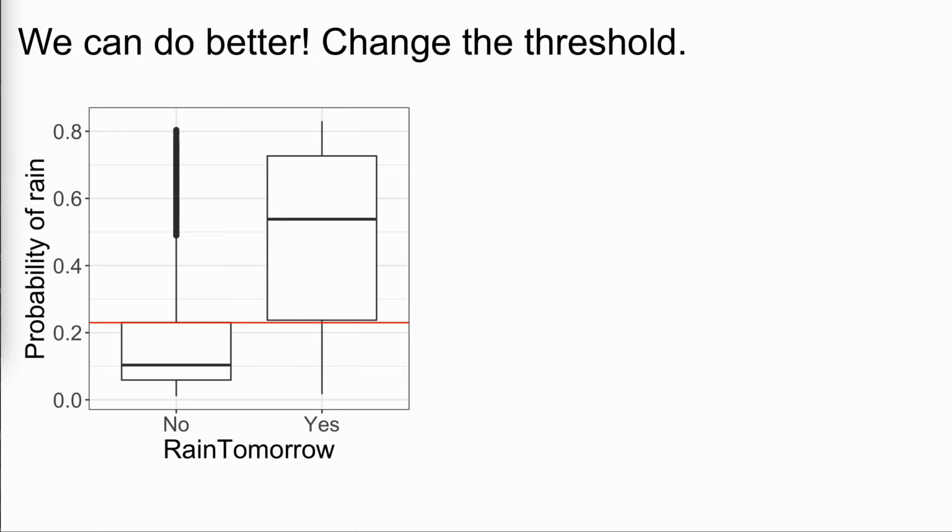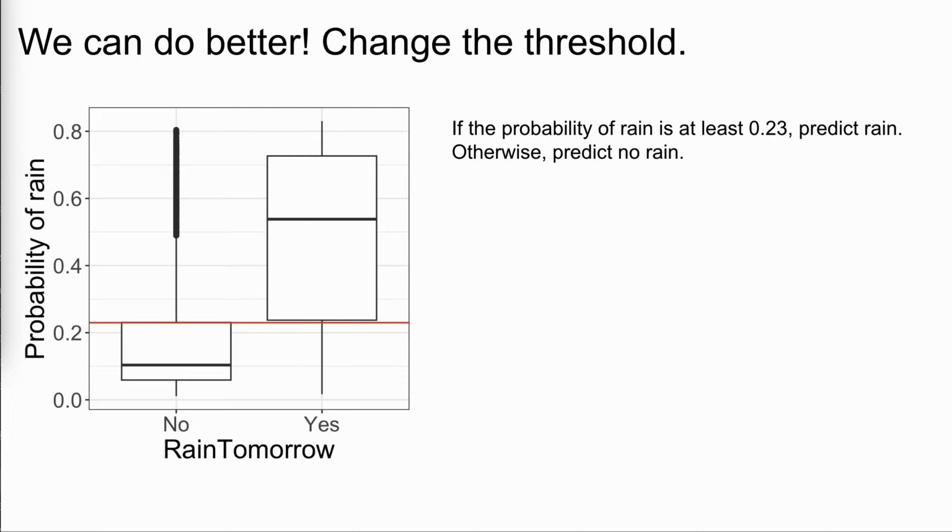Luckily, nothing says that we have to use a 50% threshold. Instead, it appears that rainy and non-rainy days are better separated, or we can better distinguish between rainy and non-rainy days using a probability threshold of roughly 0.23. Thus, we could change our rule to this. If the probability of rain is at least 0.23, predict rain. Otherwise, predict no rain. So again, we're basically making it easier to predict rain.